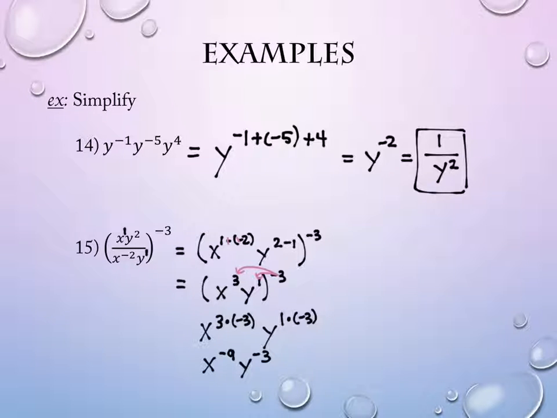Now, I cannot combine the negative 9 and the negative 3 here. Why not? Because the bases are not the same. Do you guys see that? Yeah. So don't go combining exponents just because they're there. You still have to have the same bases, and I don't. But what I can do is get rid of the negative exponents by doing what? Put them in the denominator. So this would be 1 over x to the 9th, y to the 3rd. Any questions?